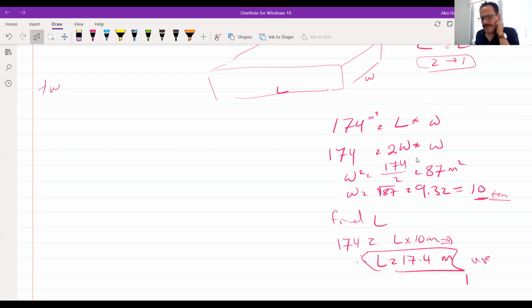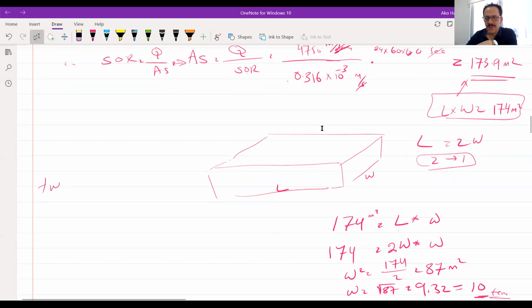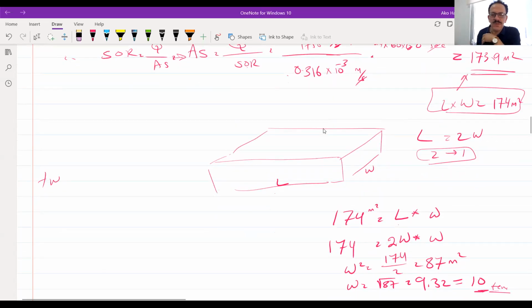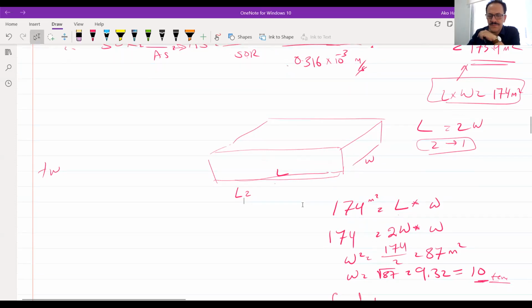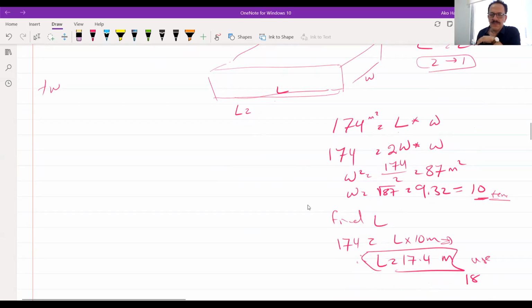Use 18. And why I am using it like this, you will understand when you have experience. Usually, in the design try to have dimensions not in points, or if you have points, it should not be more than half. So L, now I will try to have 18 meter, and I will have W with 10 meters. So this is the length and width.